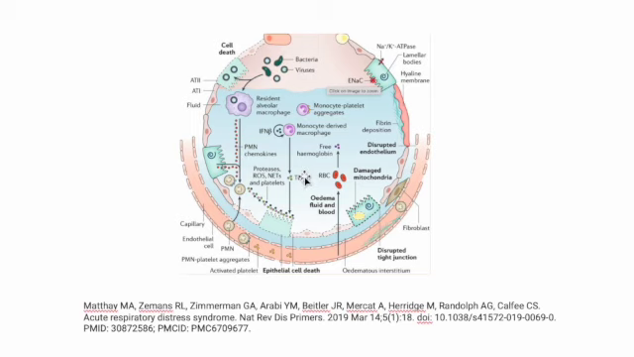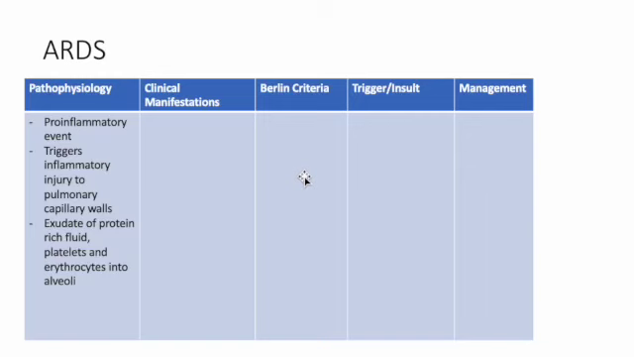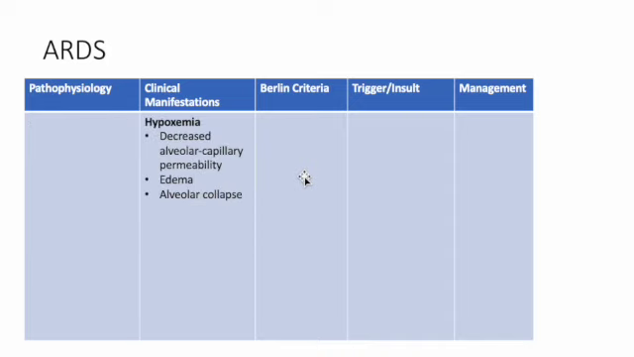So what are the clinical manifestations of these leaky pulmonary capillaries? The first is hypoxemia. So damage to the pulmonary capillary epithelial cells leads to decreased alveolar capillary permeability, which decreases the efficiency of gas exchange in the alveoli. There's also edema from the leaky capillaries that fills the alveoli and alveolar collapse. Next is poor compliance, and this is due to the leakage of this protein-rich fluid into the lungs that causes them to become stiff.